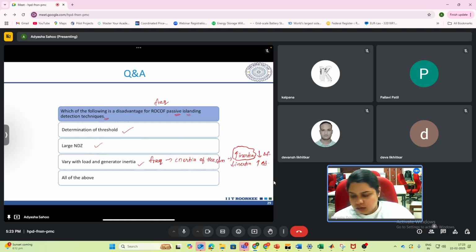So basically, higher inertia will stabilize the change in frequency. So this ROCOF detection technique will depend upon the inertia of the system. So the correct answer here is all of the above.